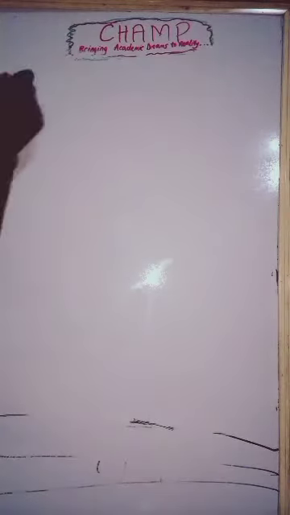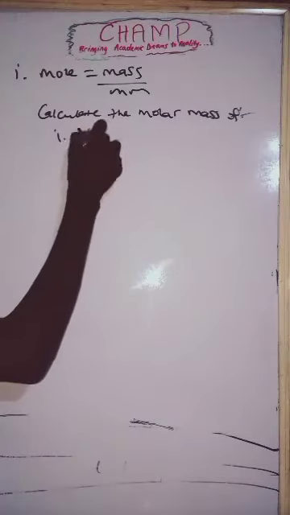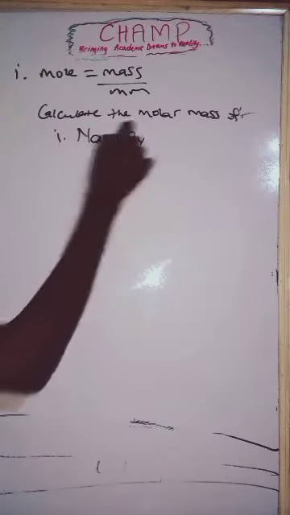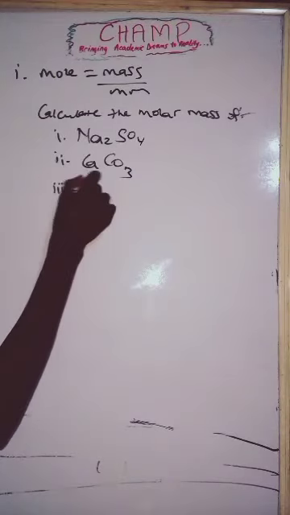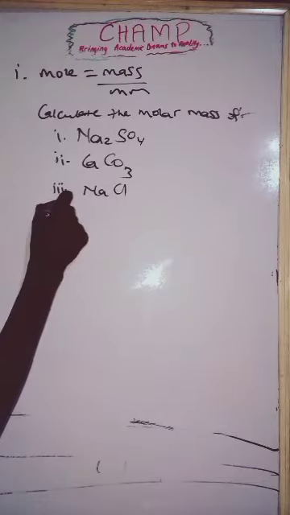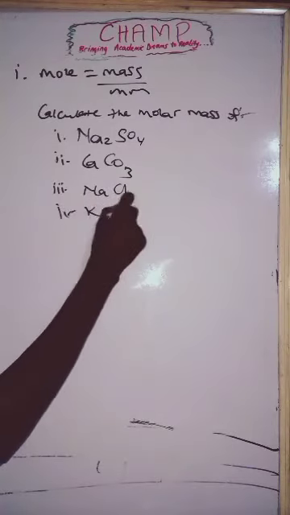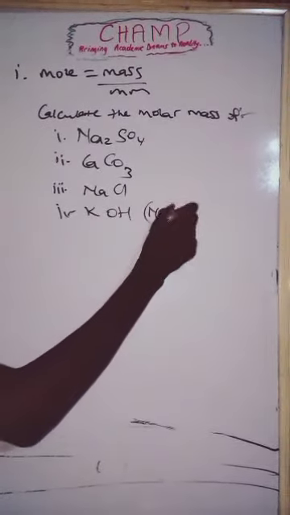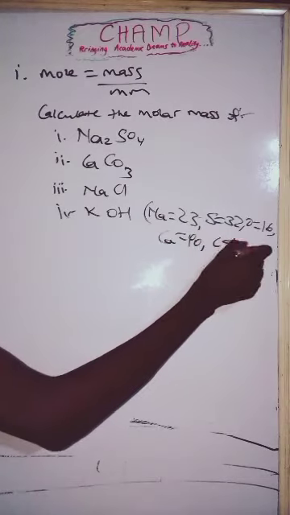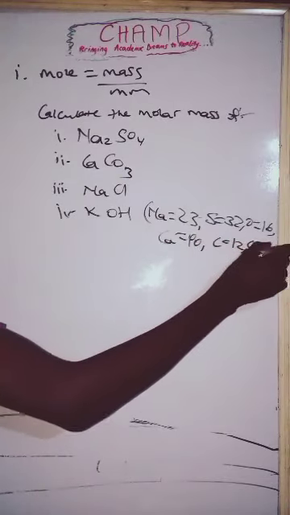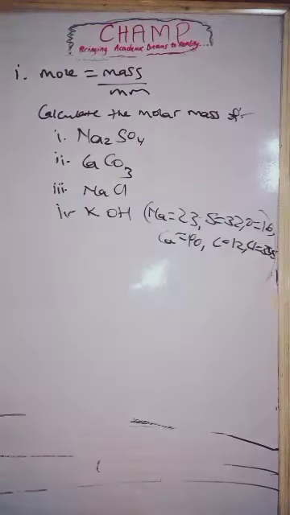of, let's say, Na2SO4, let's say CaCO3, let's say NaCl, and what? KOH. So they will give you like this: Na is 23, S is what? 32, O is 16, Ca is 40, C is 12, and Cl is 35.5. So yes, let's go now.